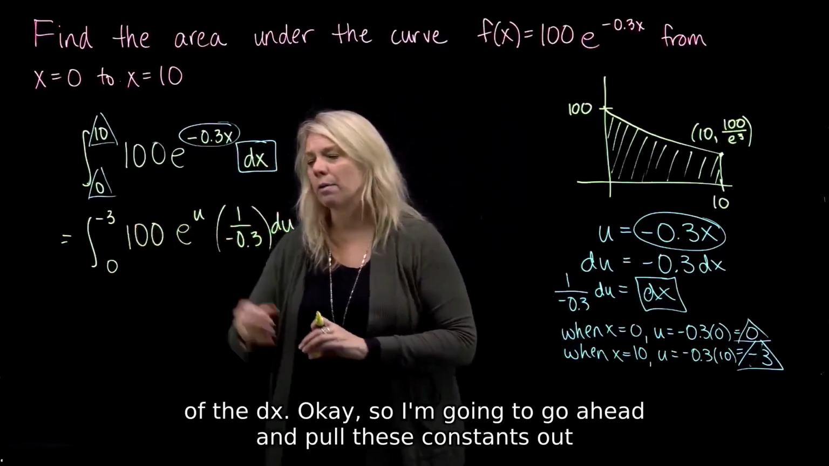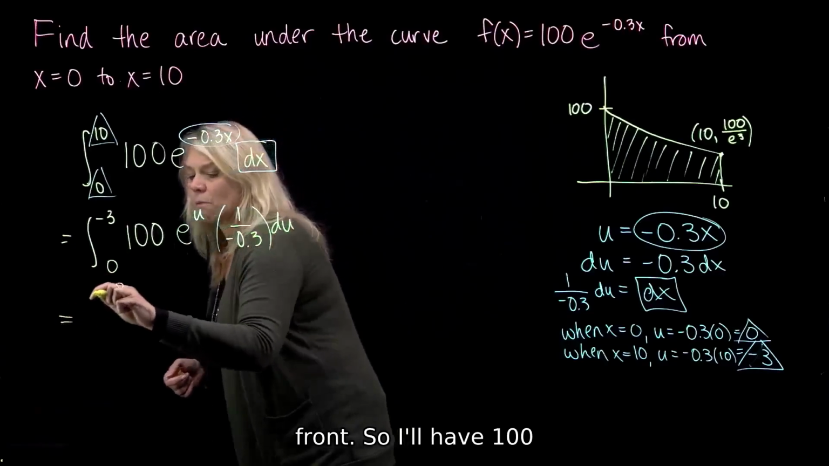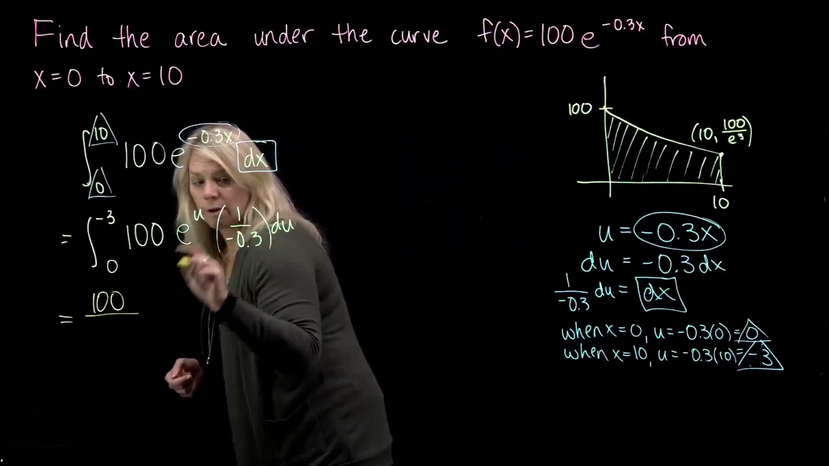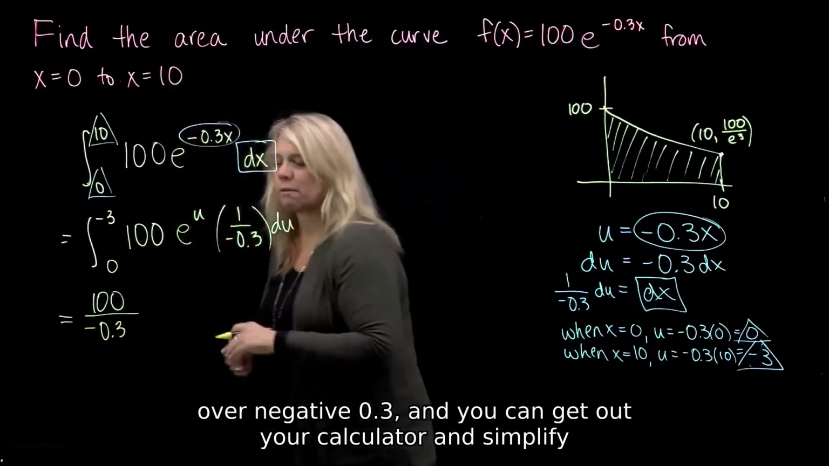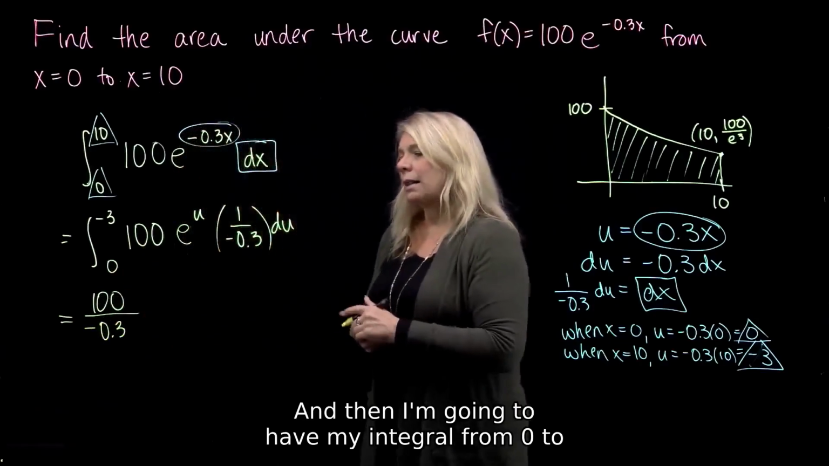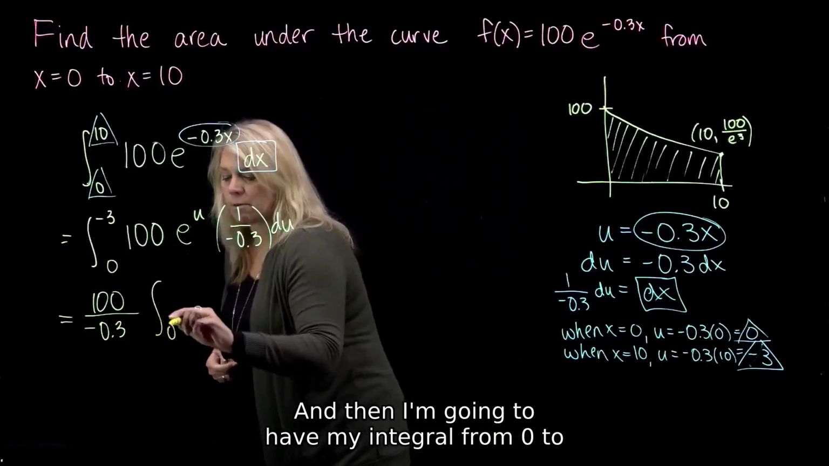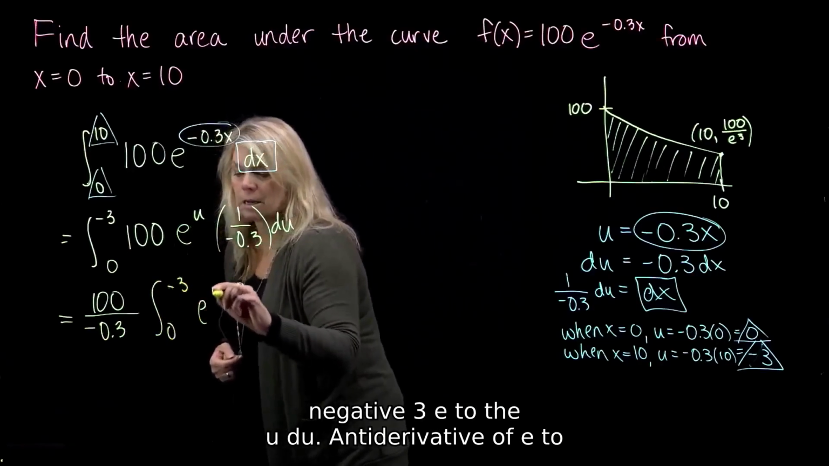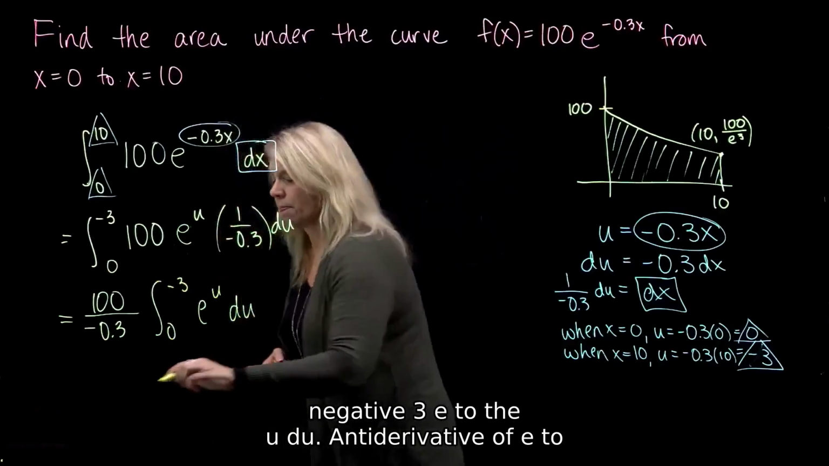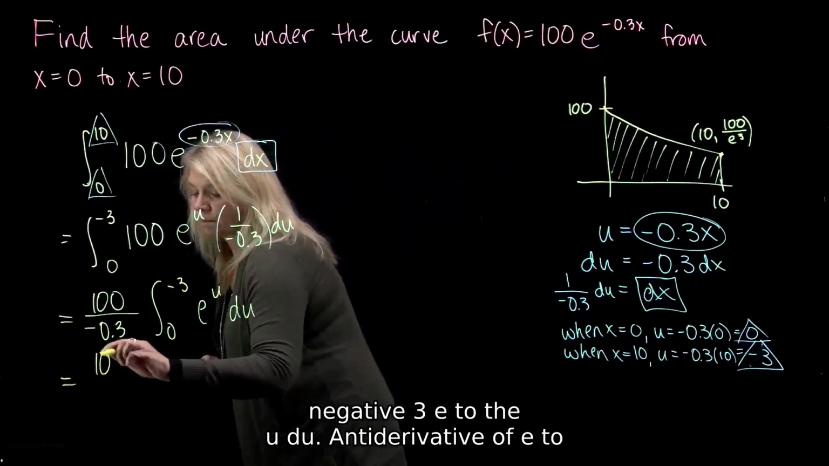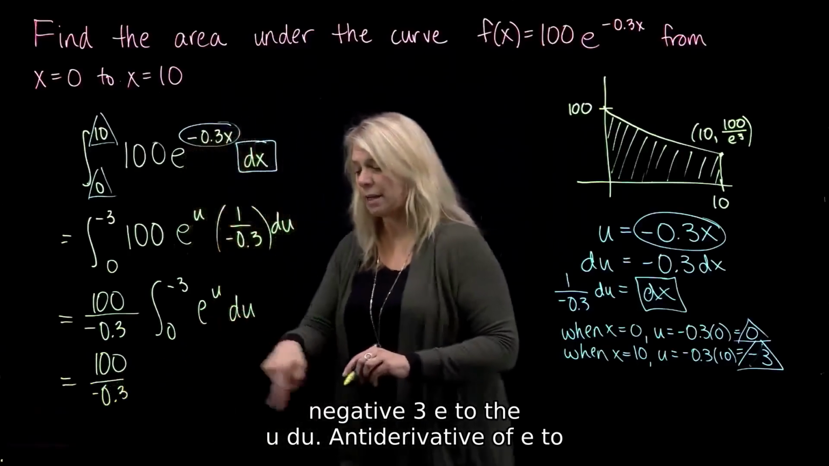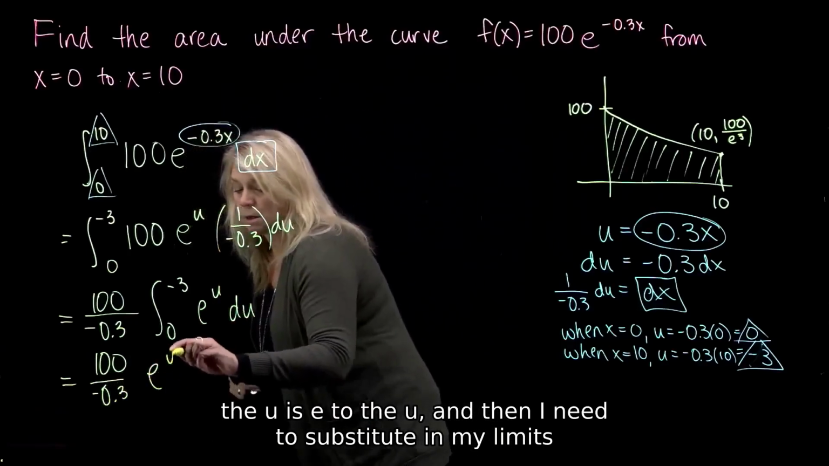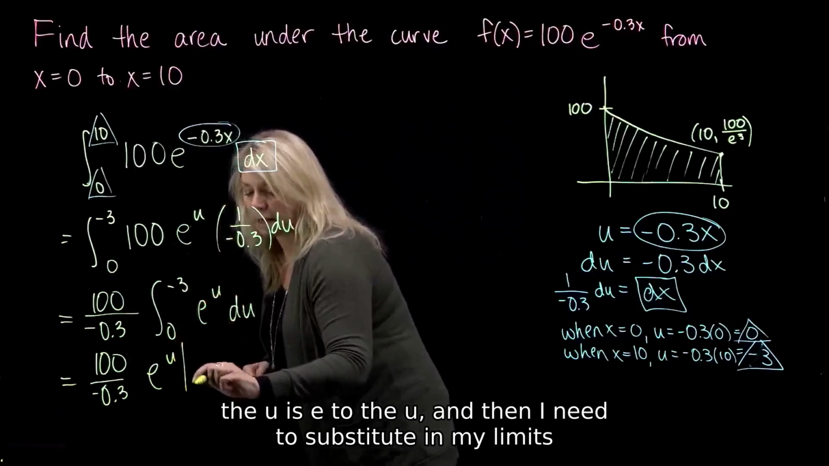Okay, so I'm going to go ahead and pull these constants out front. So I'll have 100 over negative 0.3. And you can get out your calculator and simplify that if you want. And then I'm going to have my integral from 0 to negative 3 of e to the u du. The antiderivative of e to the u is e to the u. And then I need to substitute in my limits of integration.